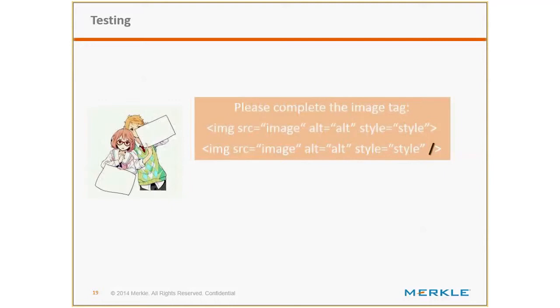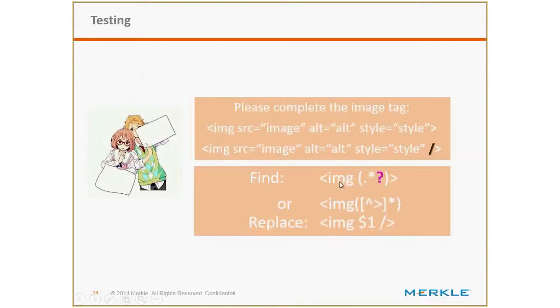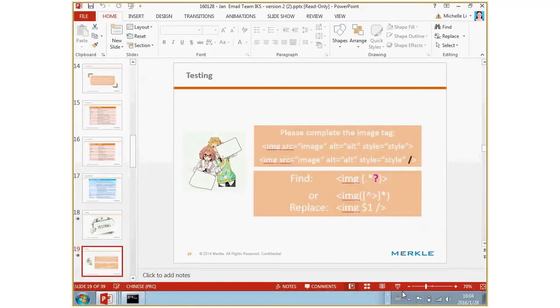Okay, the first step is to find the position where the slash should be put. I'll just give the answer. See, this image, find the image tag, and this means any character, right? And this means lazy pattern. It will match as few times as it can. And this is the last end tag. And replace with $1, the first group. We can put it here.